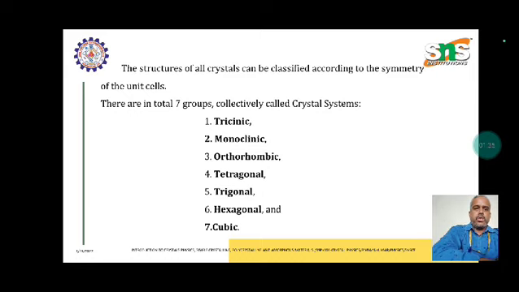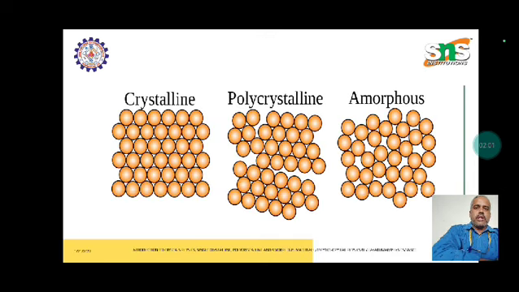Then a total of 7 groups are formed, collectively called the crystal systems, based on the symmetry of the unit cells. They are triclinic, monoclinic, orthorhombic, tetragonal, trigonal, hexagonal and cubic structures. So the 7 types of crystal system are discussed based on the unit cell of the structure. Then this picture clearly explains the forms of crystalline, polycrystalline and amorphous.